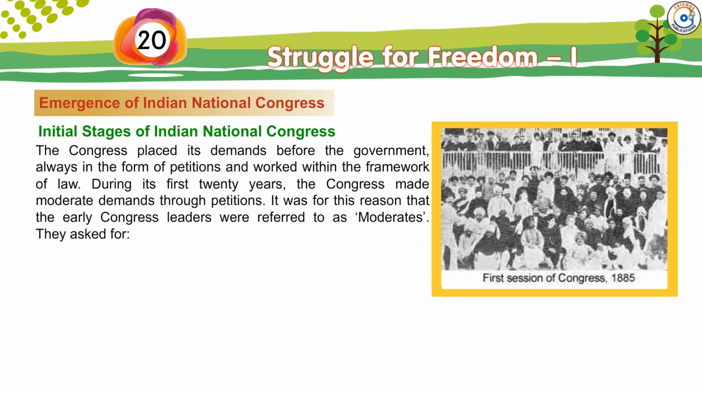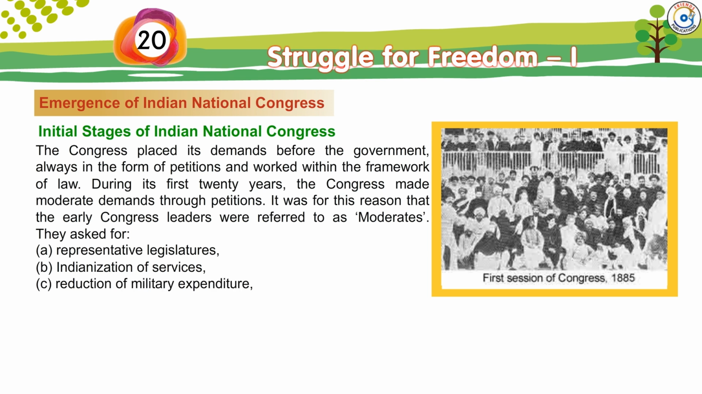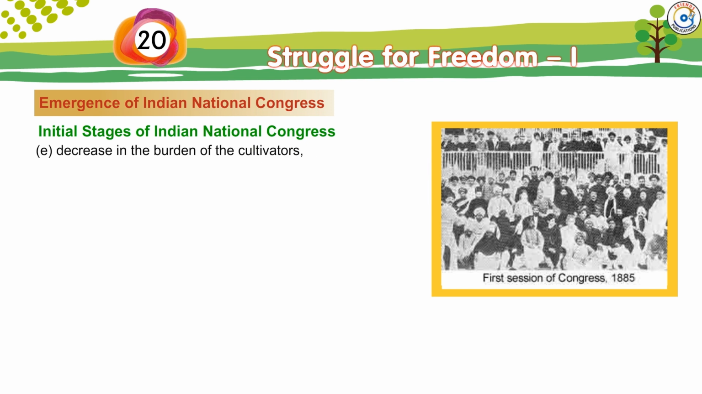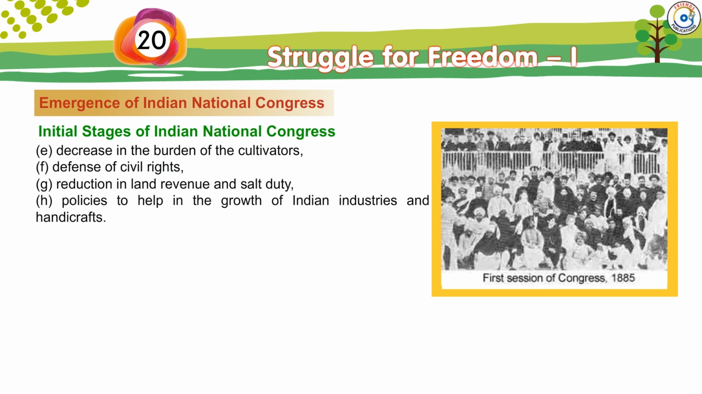The Congress placed its demands before the government, always in the form of petitions, and worked within the framework of law. During its first 20 years, the Congress made moderate demands through petitions. It was for this reason that the early Congress leaders were referred to as moderates. They asked for representative legislatures, Indianization of services, reduction of military expenditure, education, employment and holding of the ICS, Indian Civil Services examination in India, decrease in the burden of the cultivators, defense of civil rights, reduction in land revenue and salt duty, policies to help in the growth of Indian industries and handicrafts.